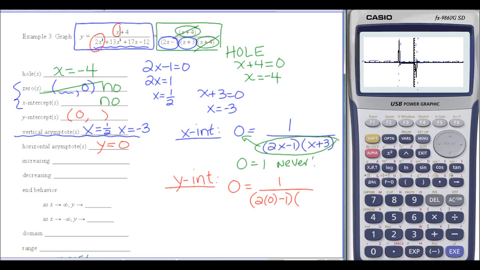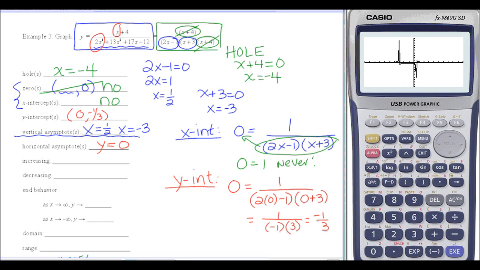So I plugged in 0 for the x in the first factor, 0 for the x in the second factor. If I'm working this out by hand, I now have 2 times 0, which is 0. So then I have a minus 1. And 0 plus 3, which is 3. So I reduce and I get negative 1/3. So my y-intercept is (0, -1/3).